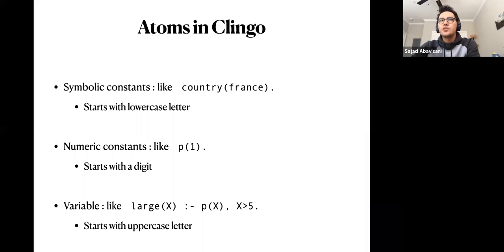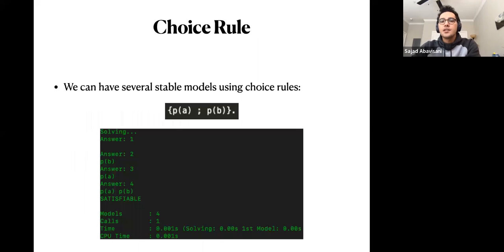And so quickly, I want to say there are 3 different types of atoms. Clingo atoms mean the smallest thing that you can write. There are constants like France or numeric constants like 1, and there are variables which always start with uppercase letters, here with X, and variables are used in rules. Lastly, one thing that we should know about the syntax is the choice rule.